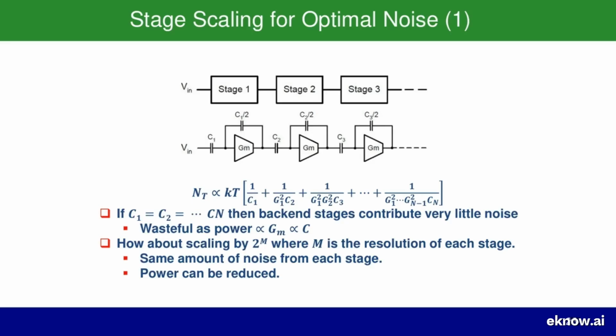Second, and this is the huge benefit, because power is proportional to capacitance, by making the capacitors in the later stages smaller, we directly reduce their power consumption. This allows us to significantly cut down the total power of the entire ADC without compromising its noise performance. It's a classic engineering trade-off, optimized for the best overall result.